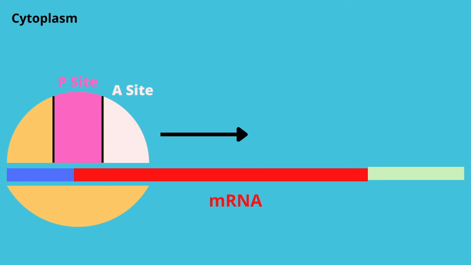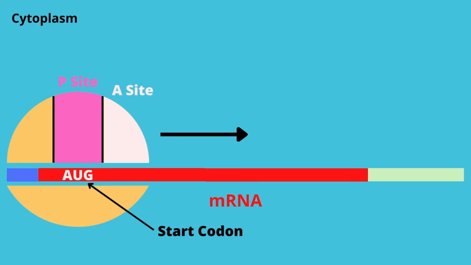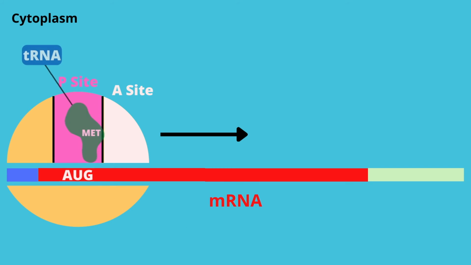Translation commences once a start codon reads the code AUG. AUG is the start codon for translation in every single cell. The second step of translation is elongation. When the start codon is in the P site, a tRNA delivers the amino acid methionine and recognizes the code because of its complementary anticodons.